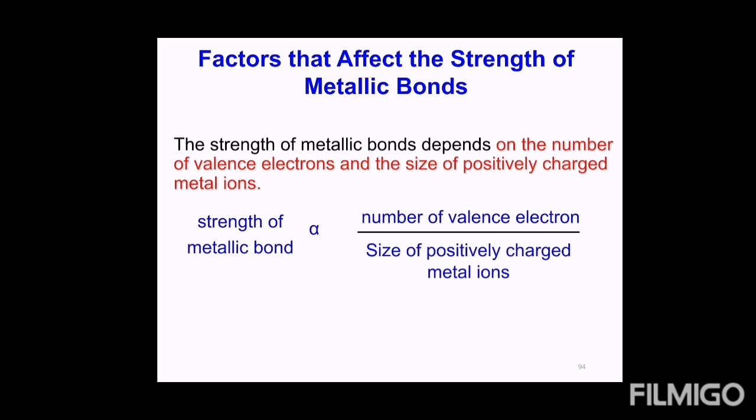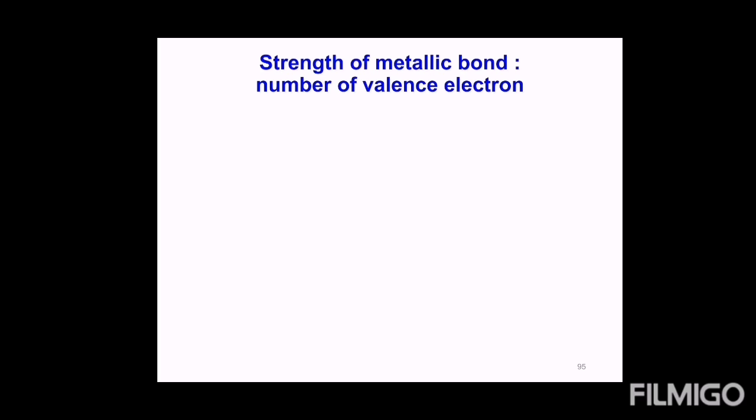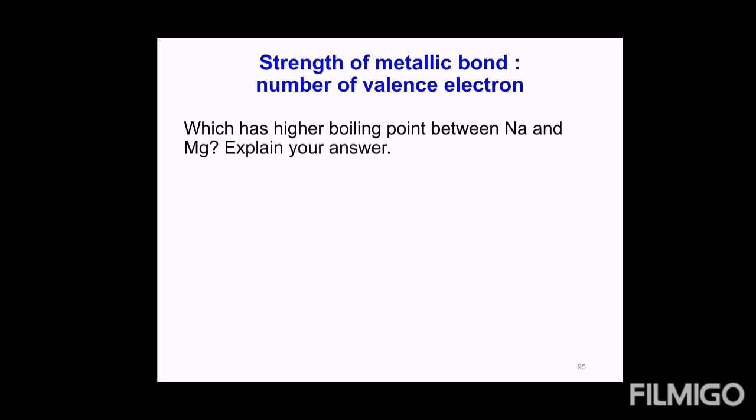The strength of metallic bond depends on the number of valence electrons and the size of the positively charged metal ion. So the strength of metallic bond is directly proportional to the number of valence electrons and inversely proportional to the size of the positively charged metal ion.